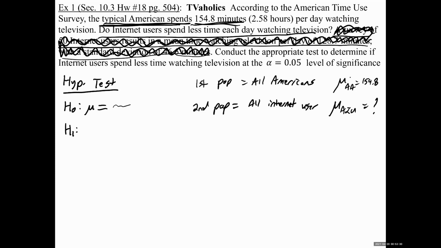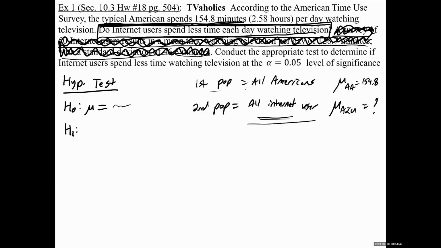So is the question about all Americans or about all internet users? Look at the problem. What's the question about? Well, here's the question right here: do internet users spend less time watching television per day? The question is about all internet users. So the whole problem is about all internet users. That's the group the question's about.